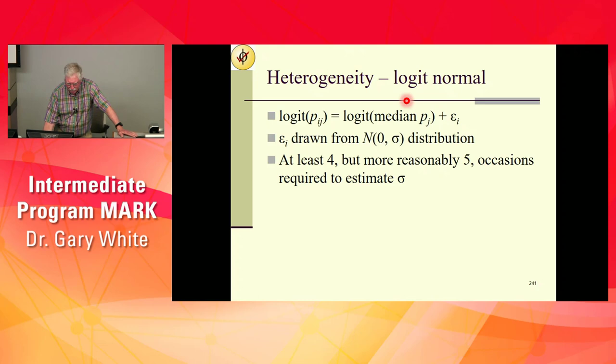Now, why do I say median p and not the mean p? Because these distributions are skewed again. In order to get this, you take a value of p and you take the logit of it, which is just the log of p over 1 minus p. That value is going to be the median of the distribution that you're going to generate when you start adding on a random error.